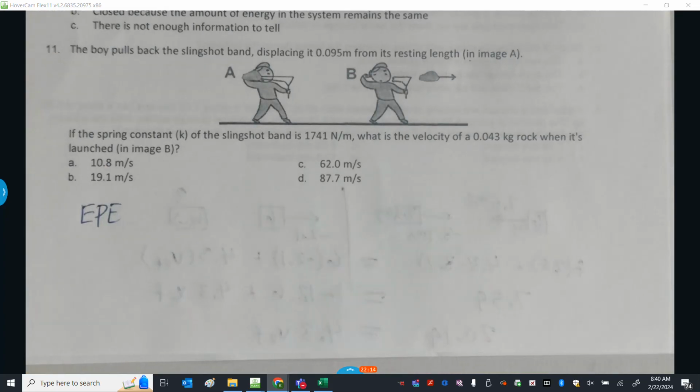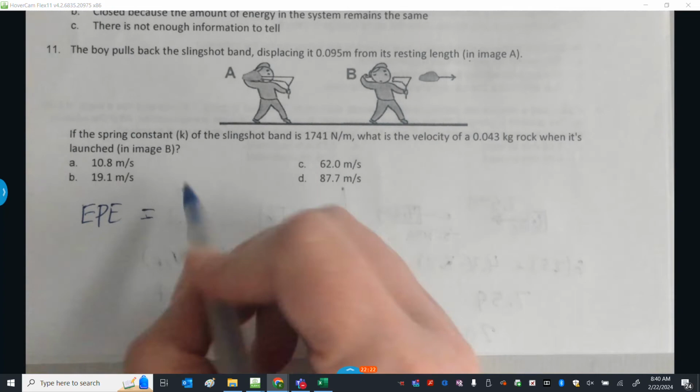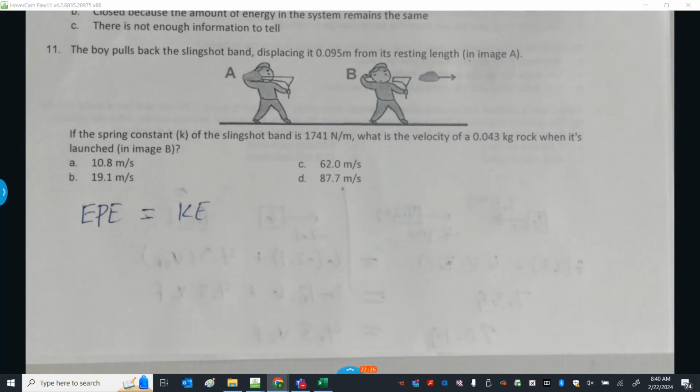So we know we have elastic potential energy initially, and we know that because of this elastic potential energy, this rock is going to move. It's going to give it kinetic energy, and those two should be equal to each other, unless there's mention of some kind of dissipated energy or heat produced or something like that, which there is no mention of here. So they should be equal to each other. So you have to start by writing an energy transfer equation.